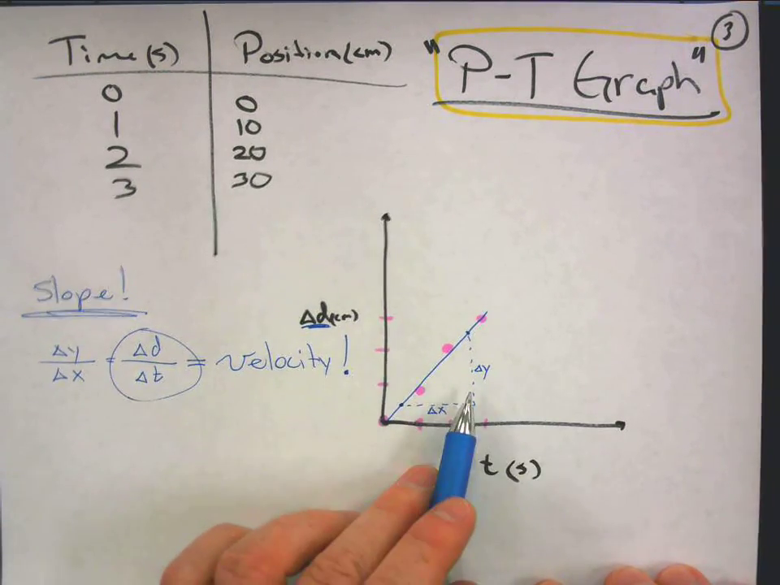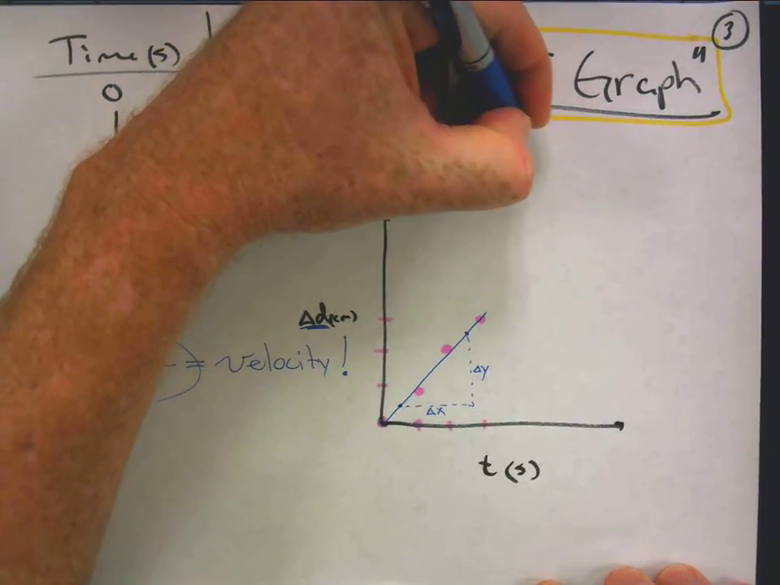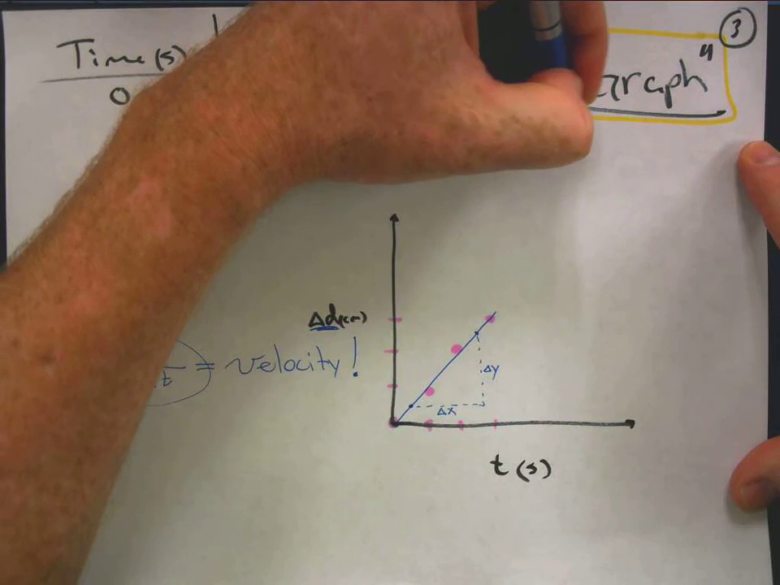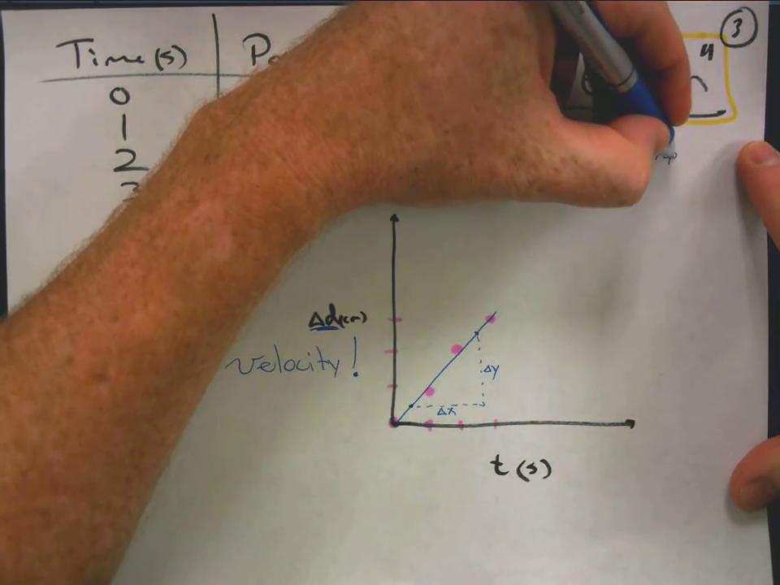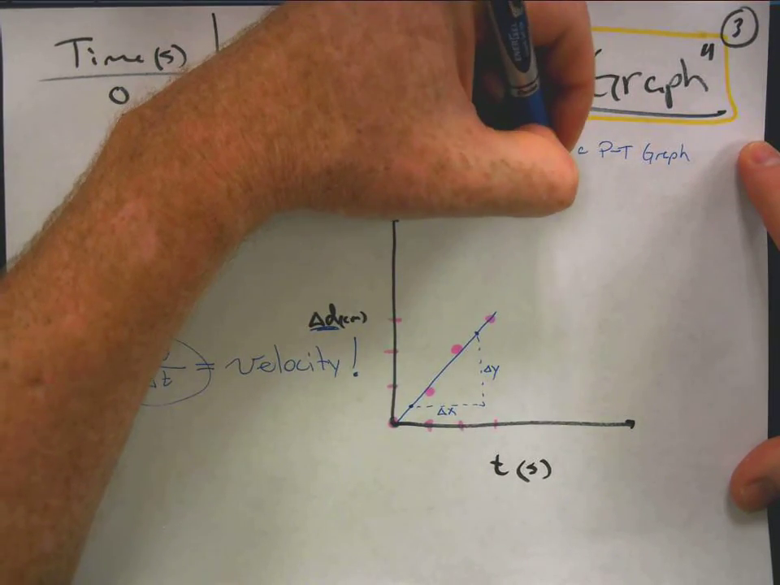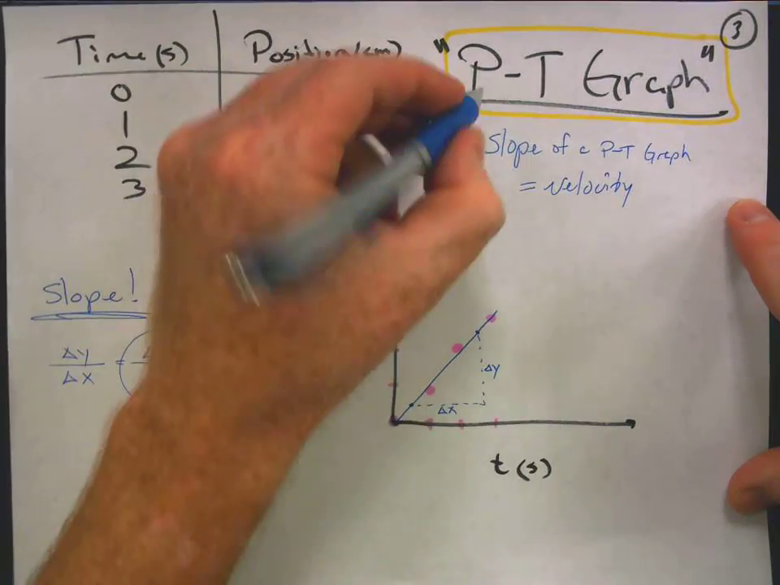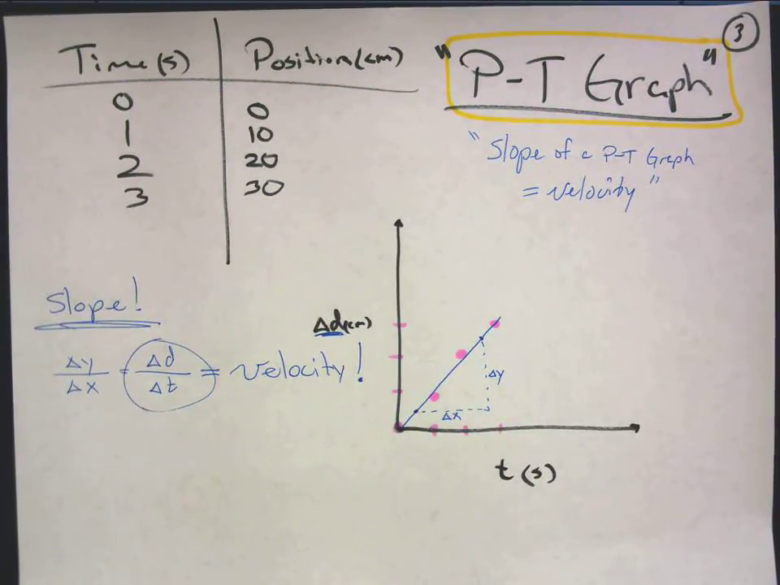And then the slope of a PT graph. Remember this. I guarantee you, this is a test question. Slope of a PT graph equals velocity. Memorize that. It's a test question every single time. So there we go.